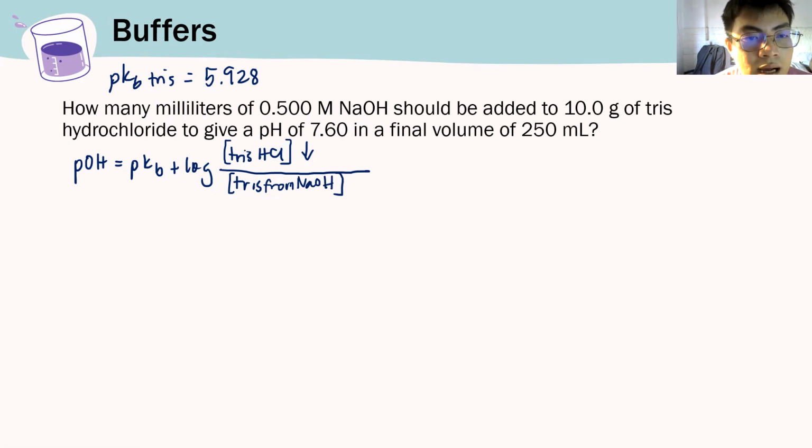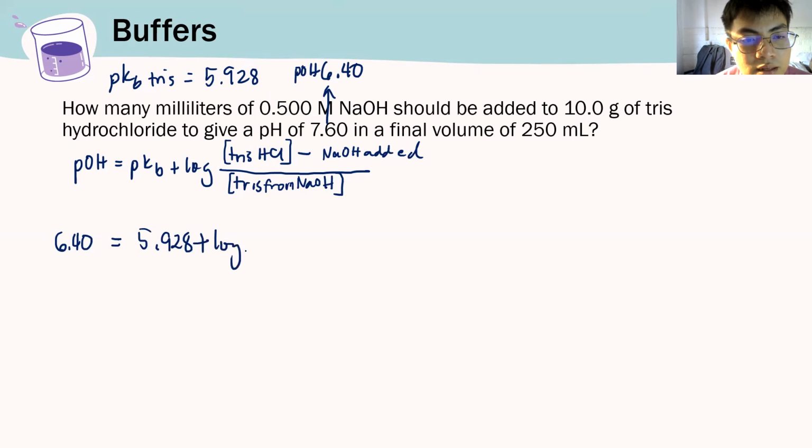And what else do we know? The HCl will decrease, no? So the HCl will decrease by the amount of NaOH added. Okay? So our equation revolves around that. So what is the final pOH? The pH given is 7.6, so the pOH will be 6.40. The pKb is 5.928 plus logarithm.